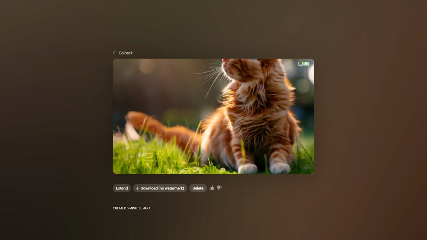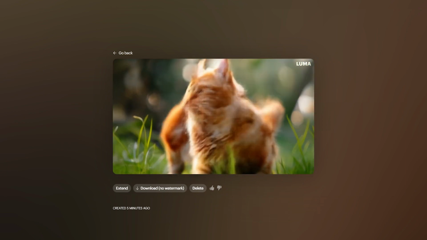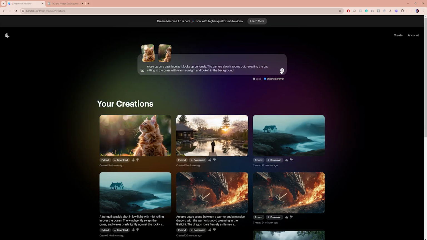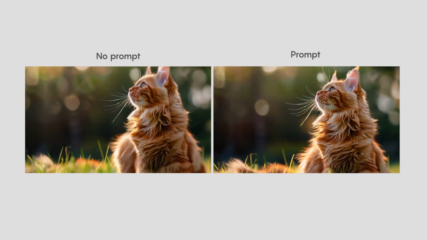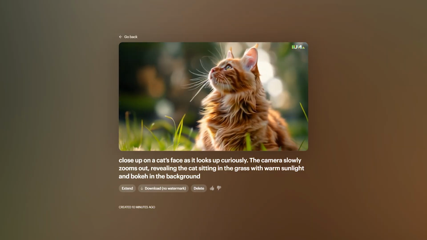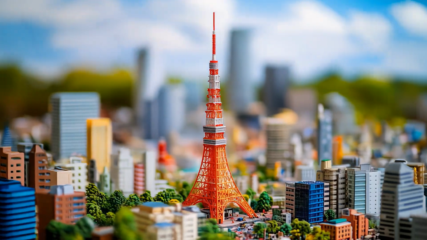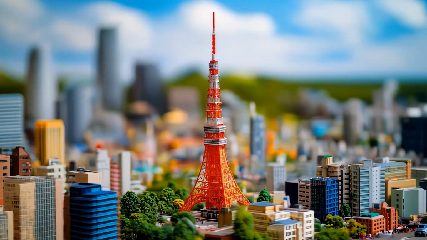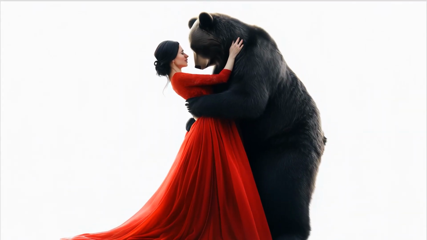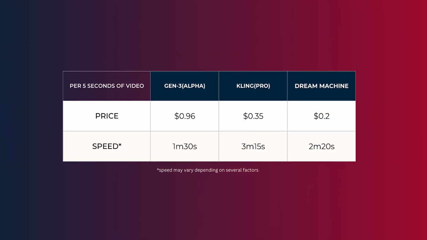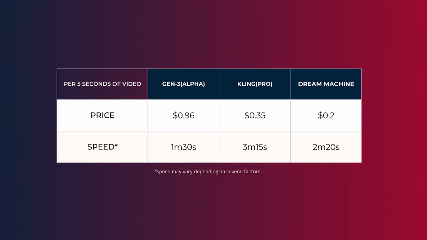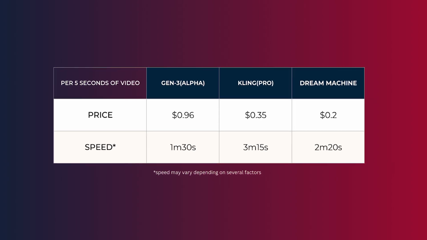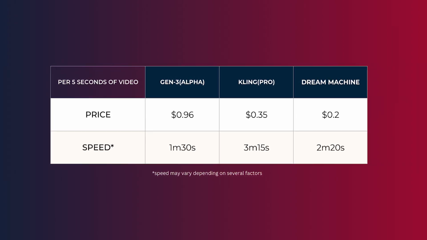Now the results can sometimes be far from perfect, but I found that using prompts helps a lot when things go wrong, as you can see with these outputs here. All in all, I find Luma's Dream Machine to be perfect for quick, high-quality generations without requiring technical expertise. It's also the most affordable option in today's list. You only need 1 credit to generate a 5-second video, and the paid plans let you generate videos for as low as 20 cents each.